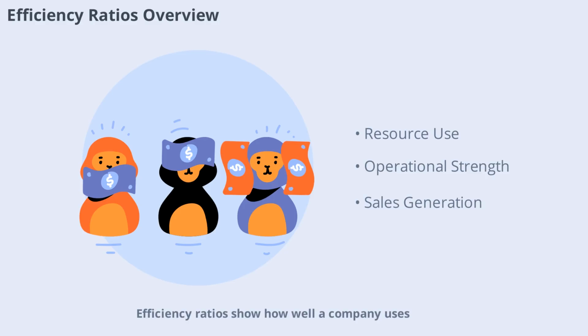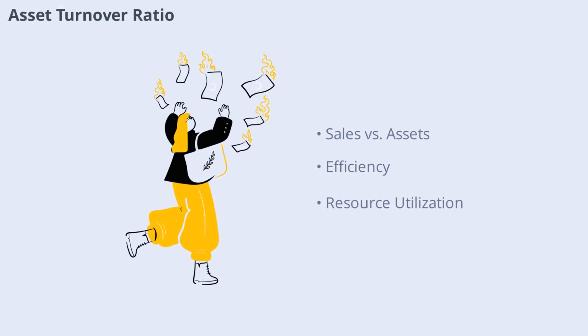Efficiency ratios show how well a company uses its resources to generate sales and manage operations. These ratios help you spot operational strengths and weaknesses. Common efficiency ratios include asset turnover, inventory turnover, and receivables turnover. We'll break down each one so you can see how they're calculated and what they reveal about a company's day-to-day management.